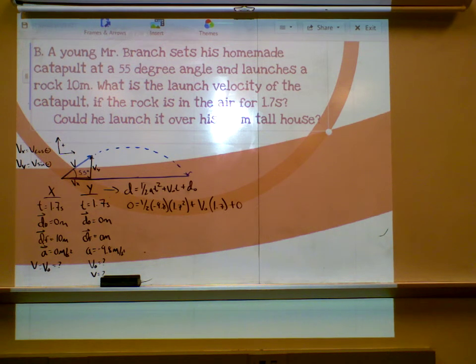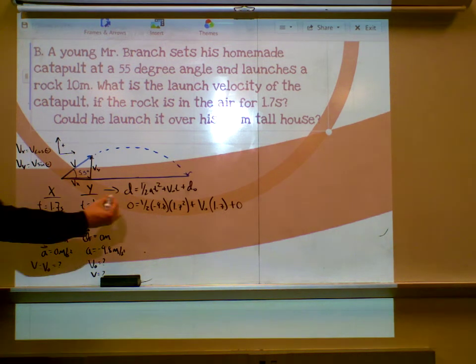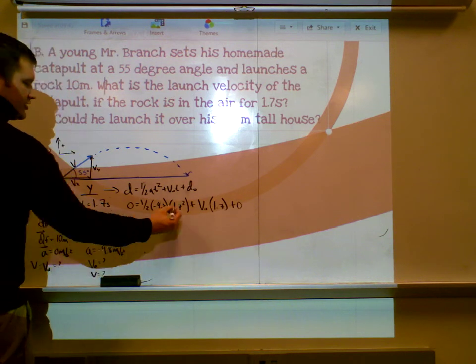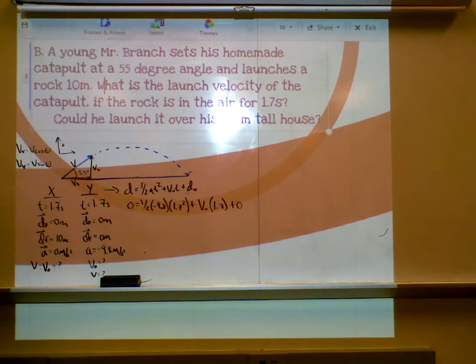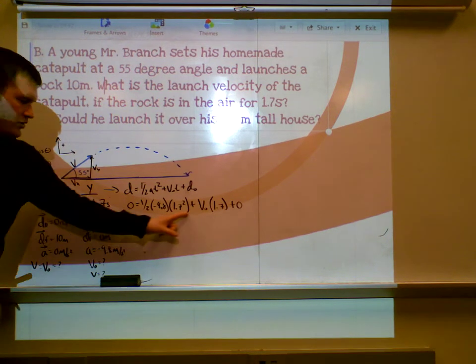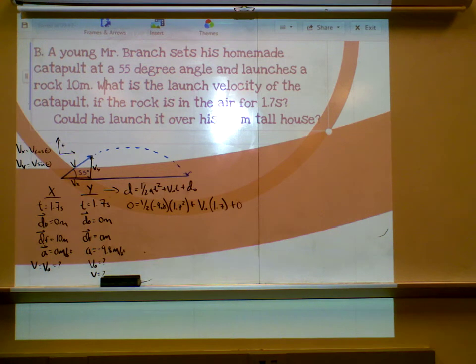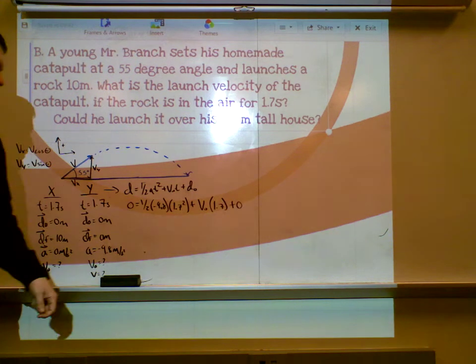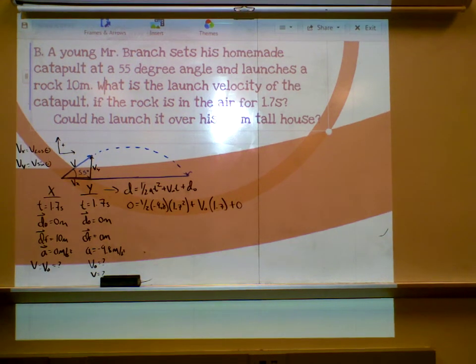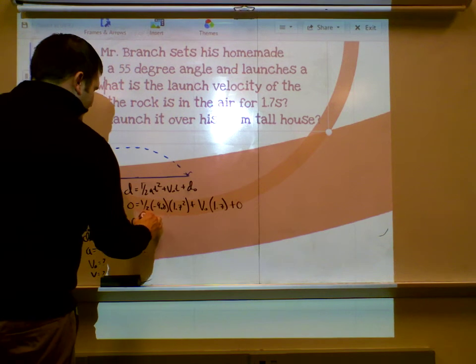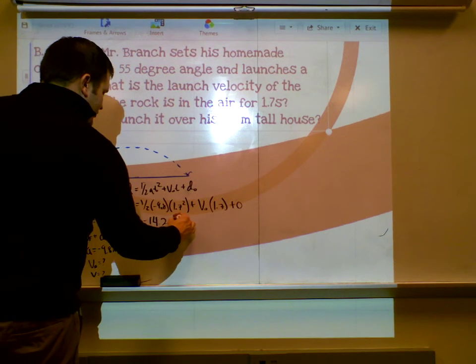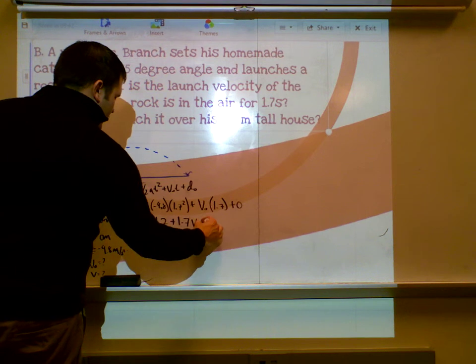So can we figure out what v naught is? Using algebra, I think you actually can. Let's do this: negative 9.8 times 1.7 squared times one-half. What does this first part equal? One-half times negative 9.8 times 1.7 squared is negative 14.2, plus 1.7 v naught, right?